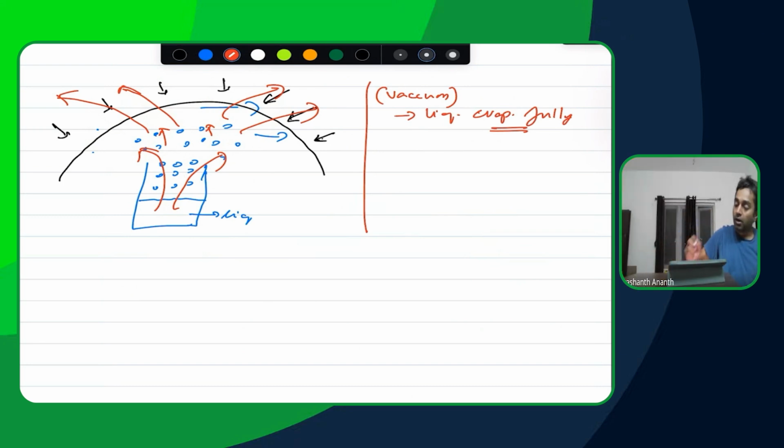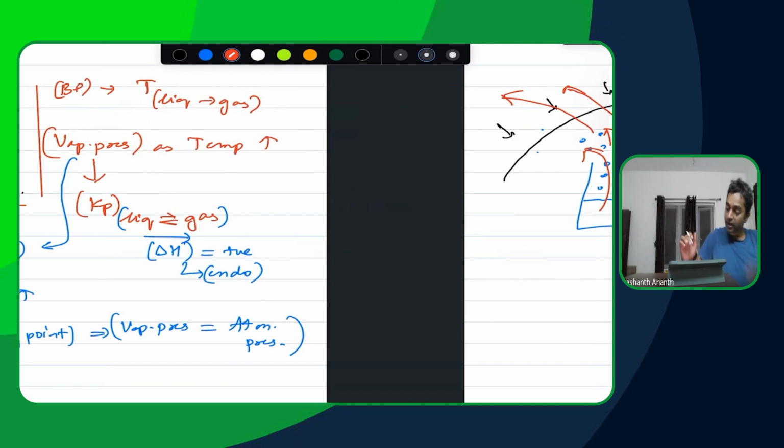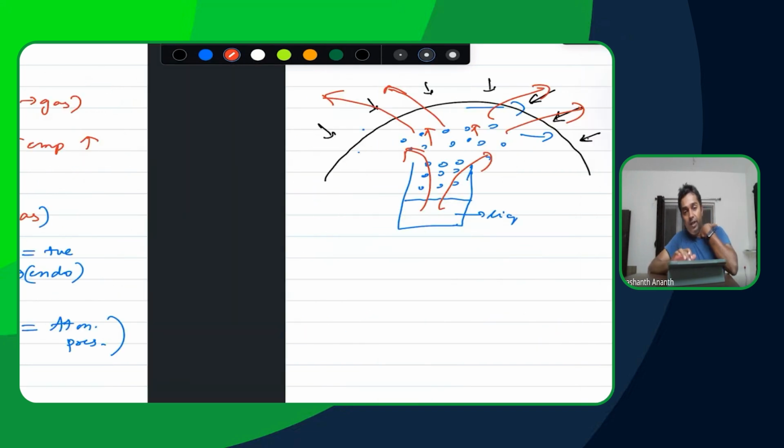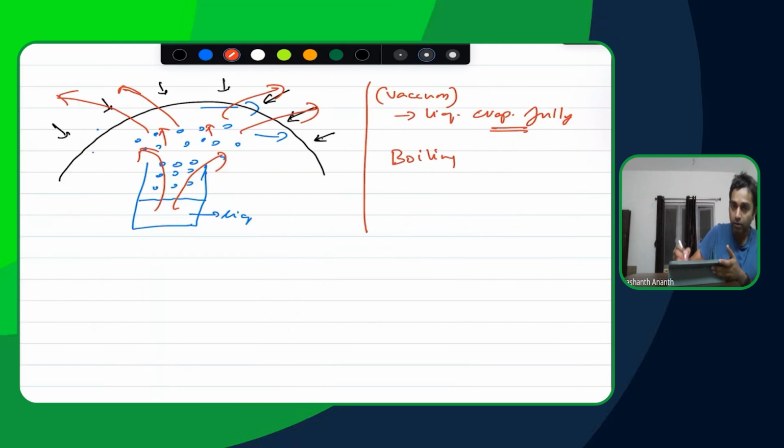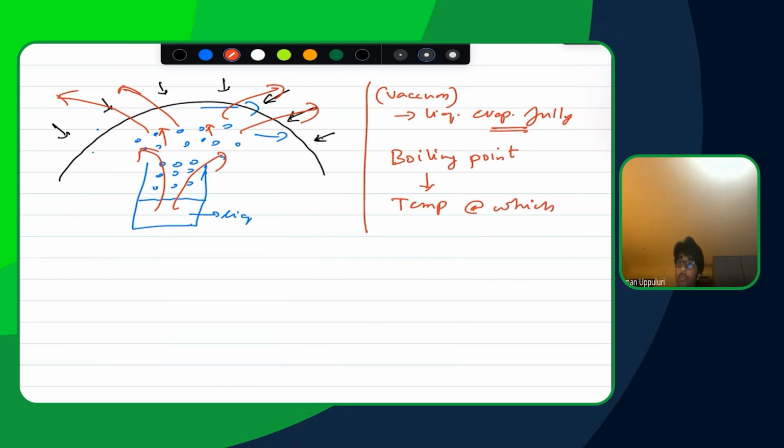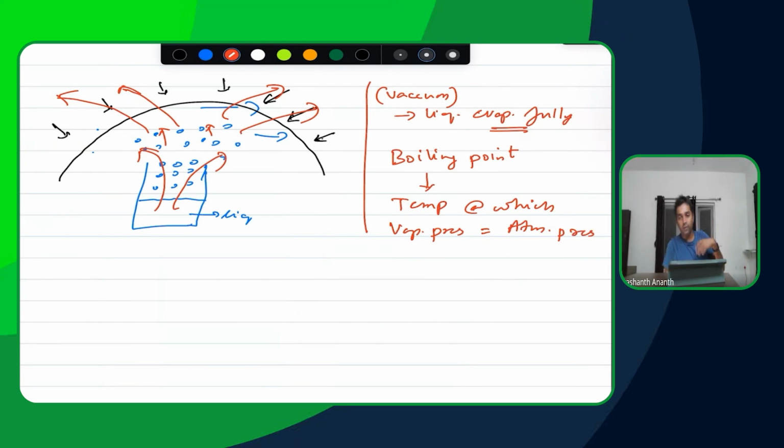Now, boiling point is going to be the temperature at which we have, if I have to talk about what is boiling point here, the temperature at which vapor pressure becomes equal to atmospheric pressure. So this is basically what is going to be your boiling point for a liquid. So this is going to be the next aspect here.